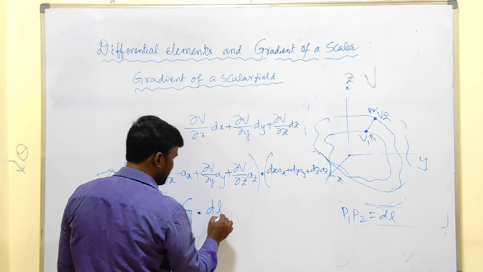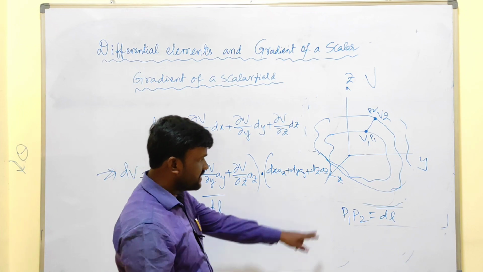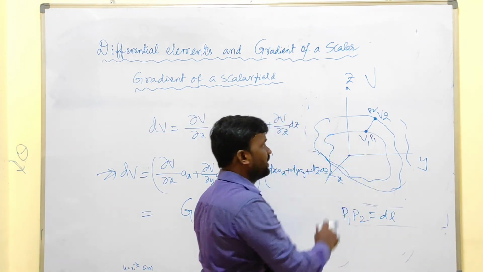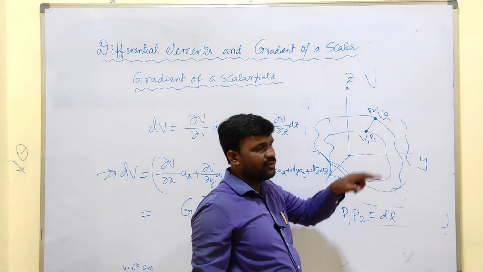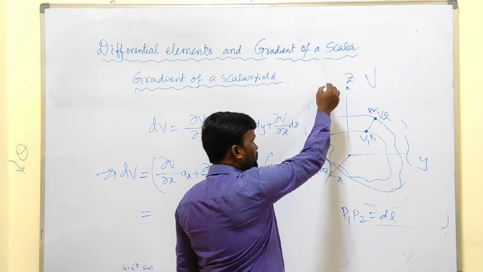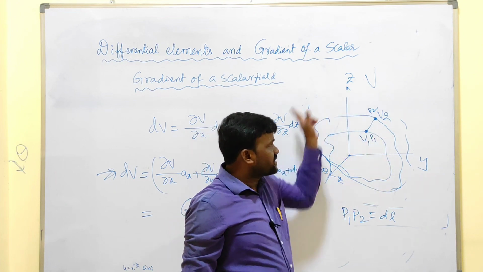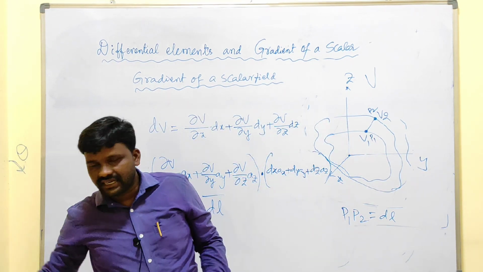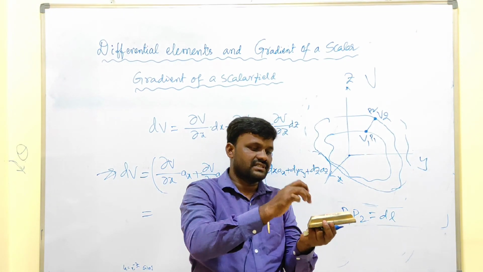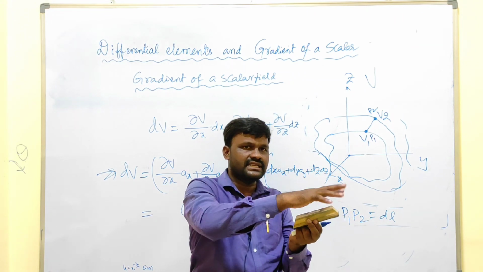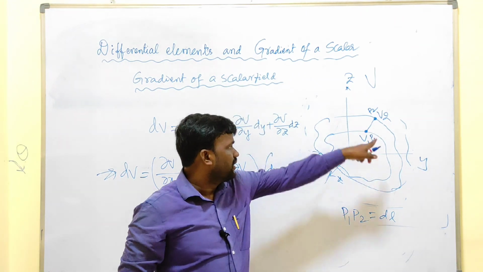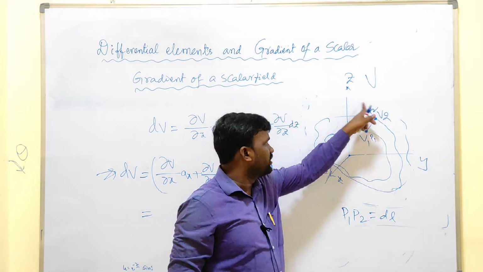That is nothing but dl bar. What is this dl bar? It is nothing but a displacement from point P1 to point P2. Of course, here we have a surface like this, that is V. On this surface V is the same at each and every point. These are the level surfaces. At each and every point the potential is the same. On this one V1 is the same, on this one V2 is the same.